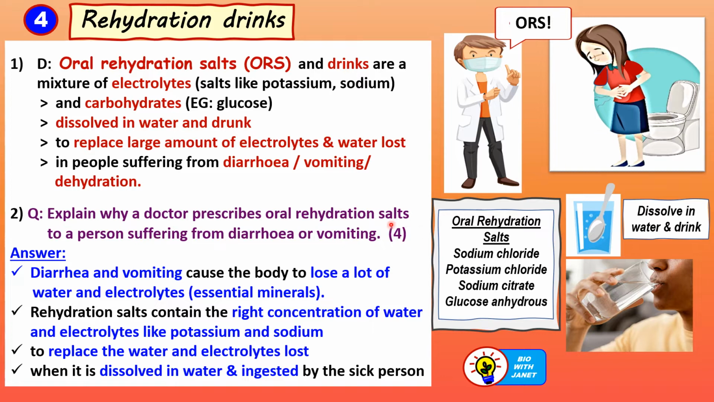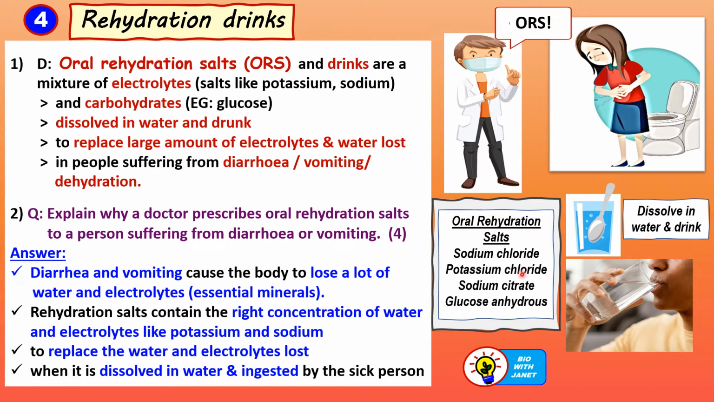So explain why a doctor prescribes oral rehydration salts to a person suffering from diarrhea or vomiting. Now, the answer is like this. Diarrhea and vomiting cause the body to lose a lot of water and electrolytes. So rehydration salts contain the right concentration of water and electrolytes, as we can see here from this packet, to replace the water and electrolytes that are lost when it is dissolved in water and ingested by the sick person.